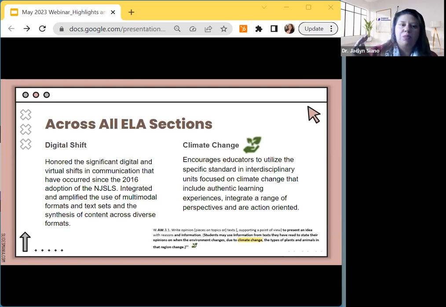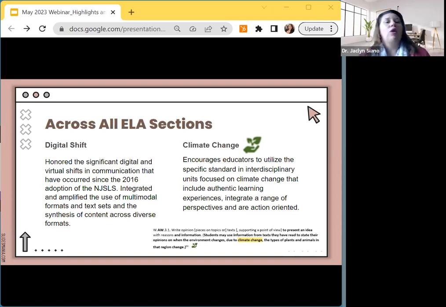Like I mentioned before, this big digital shift. Since the last time the ELA standards were revised, which was 2016, education has changed significantly. So the state has decided to make sure that as they revise the language of the standards, they focus on the use of multimodal formats, using technology for text sets, and making sure that students are able to synthesize across diverse formats. So you'll definitely see some wording in the standards that has changed to focus on that.